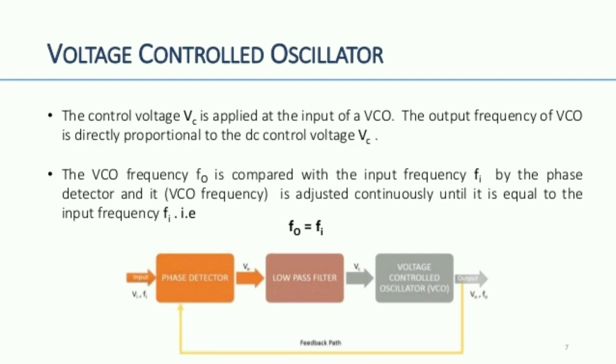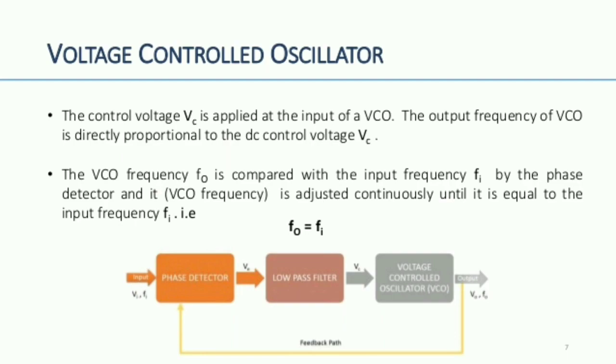Then the VCO output frequency F0 is compared with the input frequency Fi by the phase detector. And then it is adjusted continuously according to the required range. The voltage controlled oscillator frequency is adjusted to the required value. The output frequency is continuously adjusted until it is equal to the input frequency Fi. Okay, that is the function of the voltage controlled oscillator.